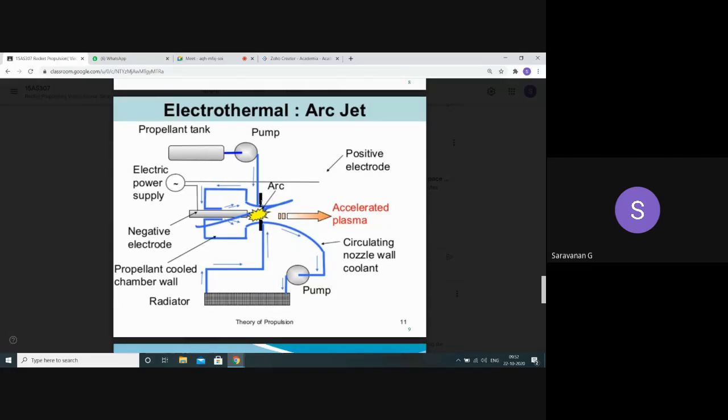One more system we additionally have in that diagram is a pump, along with the propellant-cooled chamber wall with the radiator. That is meant for cooling the system. For example, whenever the arc is forming with a high energy or high voltage difference, we have to cool down the chamber wall always. Otherwise, there will be damage to the chamber wall.